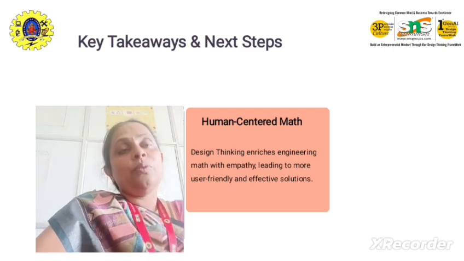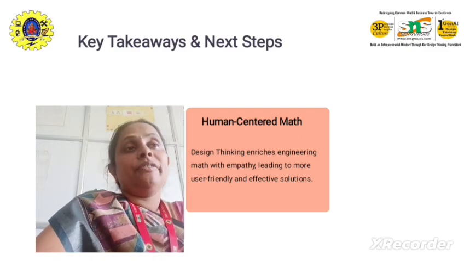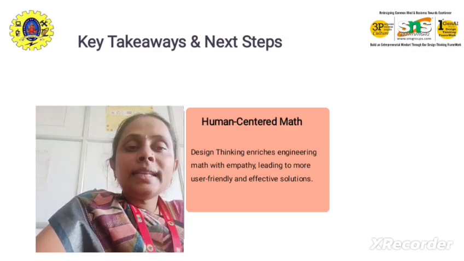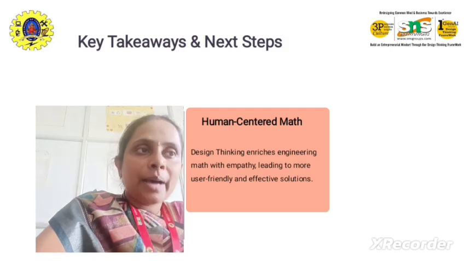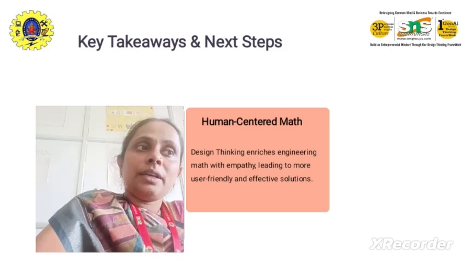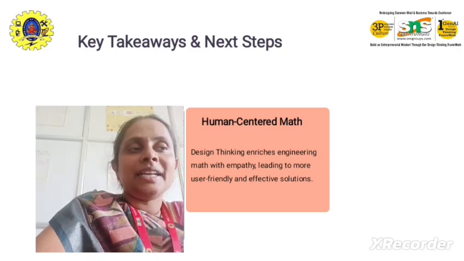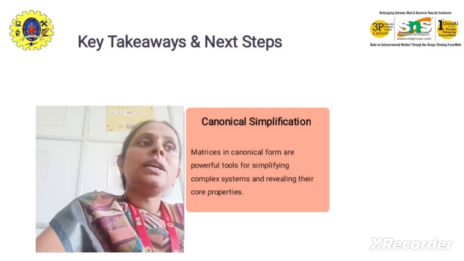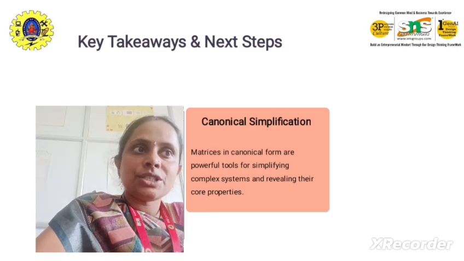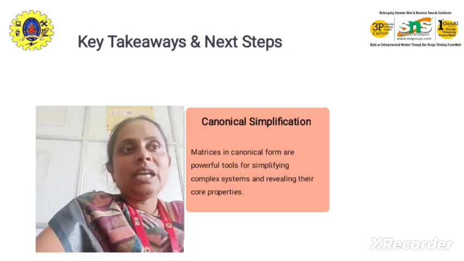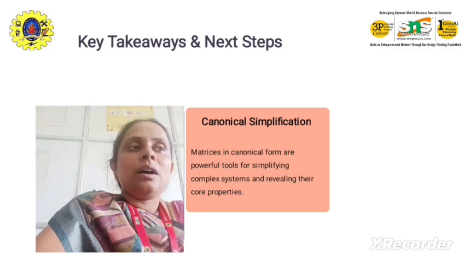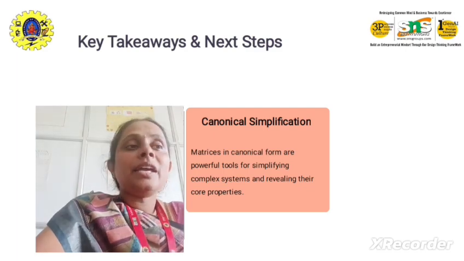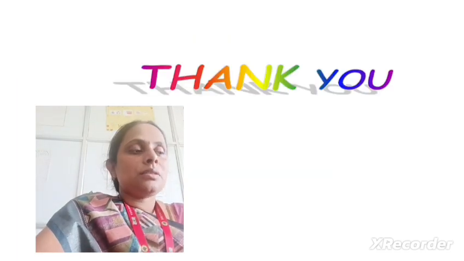Next we move on to the key takeaways and next steps. First, human-centered math: design thinking enriches math, designing math with empathy, leading to more user-friendly and effective solutions. Next is canonical simplification: canonical forms are powerful tools for simplifying complex systems and revealing their core properties. Thank you.